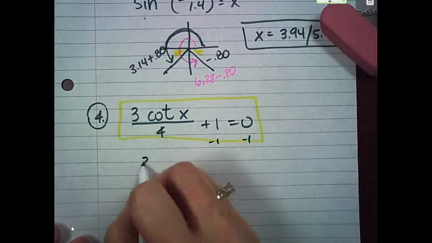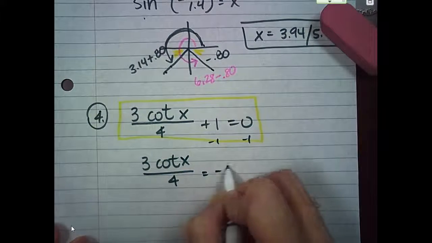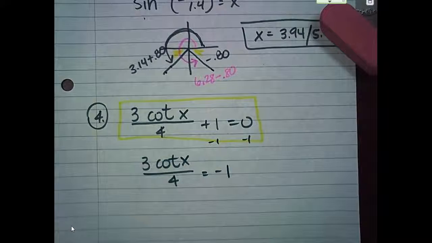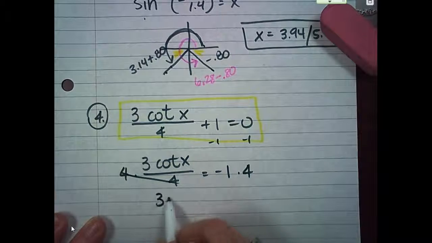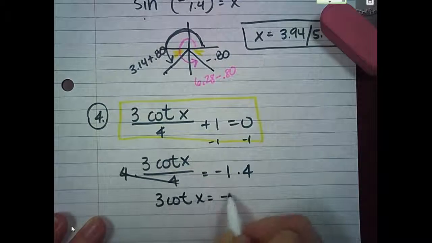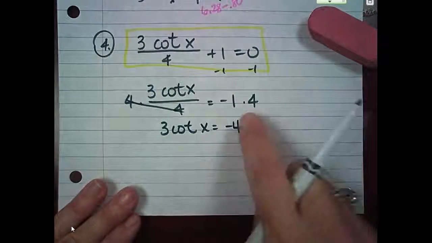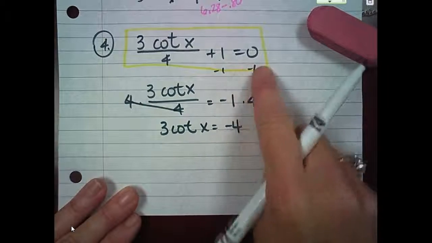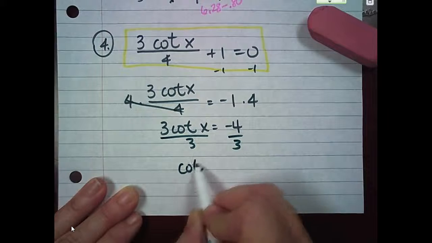So now you're left with 3 cotangent of x over 4 equals negative 1. Then what are you going to do? Get rid of the 4 by multiplying by 4. Now you're left with 3 cotangent of x equals negative 4. Now what? That was a negative 4. This was a negative 1. I moved the 1 over. Oh, that's right. Divide by 3. See, y'all were worried about fractions and now they're gone.